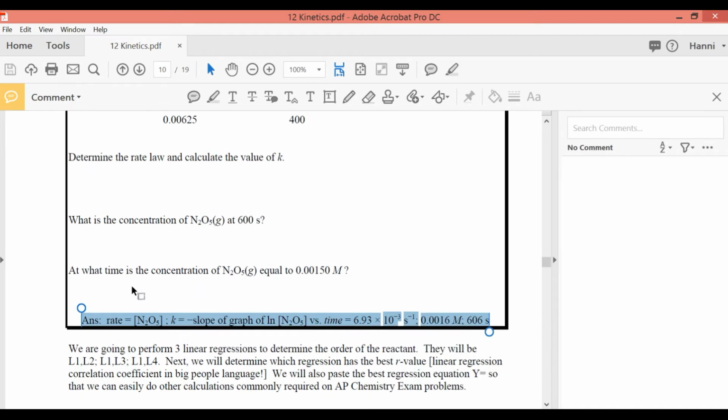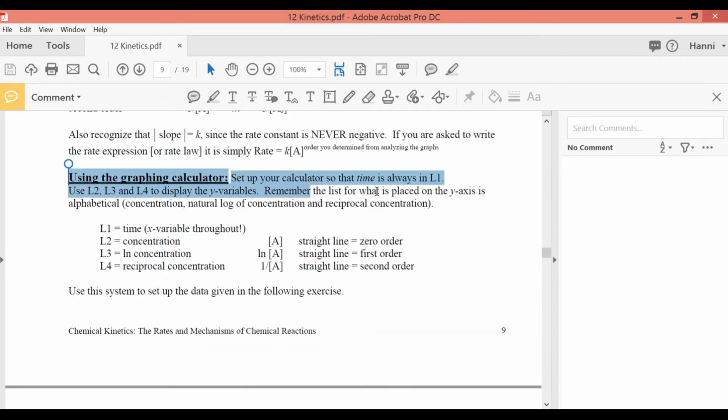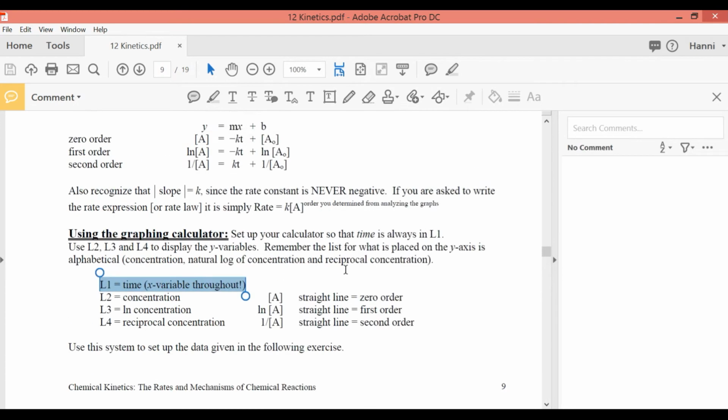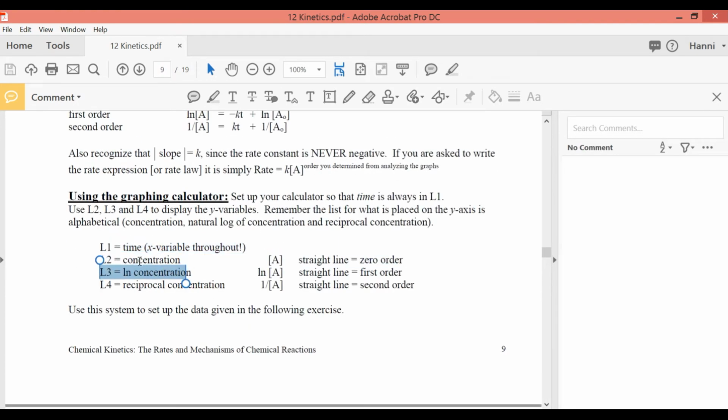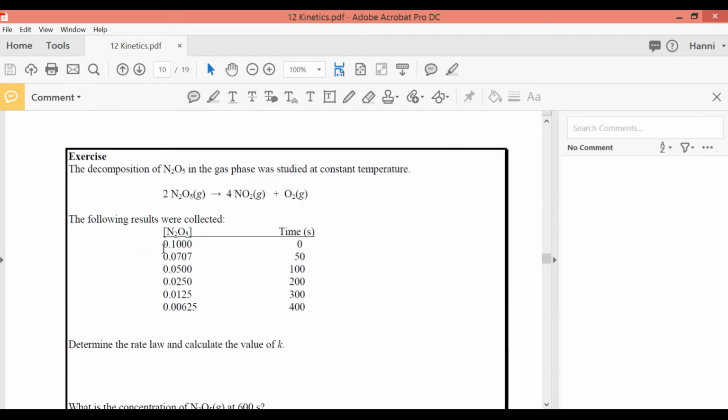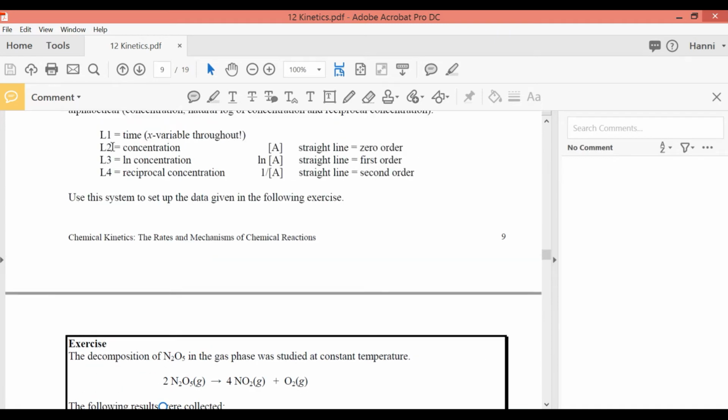We need to learn how to use our graphing calculators. So let's scroll up here using our graphing calculators. We need to set up that time is always in L1. And then L2, L3, and L4 are our y variables. So L1 will be our x-axis, all of our times, so 0 through 400 in this case. Our L2 is just our normal concentrations. So our L2 will just be this data right here, all of the y concentrations. And then our L3 will be the natural log of those concentrations. L4 will be the reciprocal of those concentrations, and then we're going to graph all of them and see which one gives us a straight line.